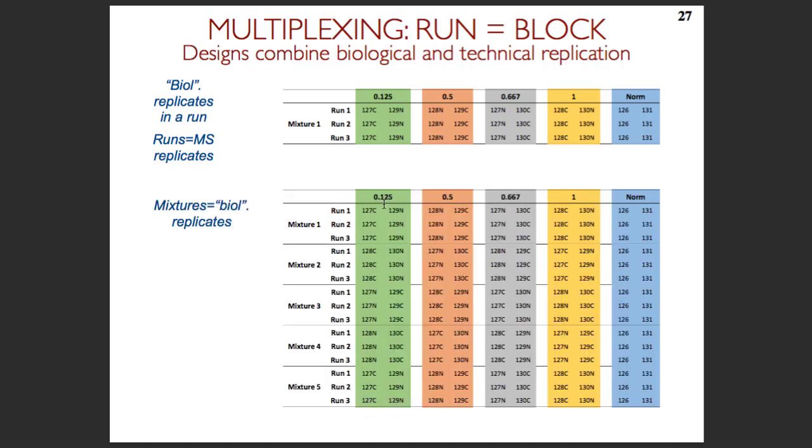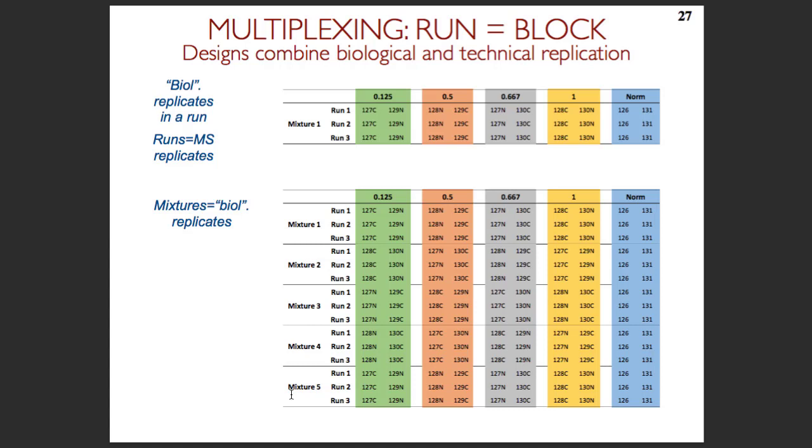Now, it is exactly the same structure as before, but with the differences that in each mixture, we have different channels allocated to different labels, and each mixture was made from scratch. So within the mixture, the only thing that varies is different mass spectrometry runs. Between the mixtures, the actual manipulation of biological material varied.